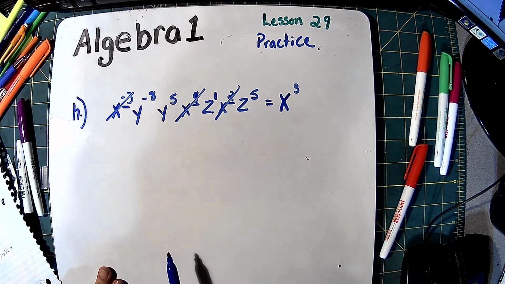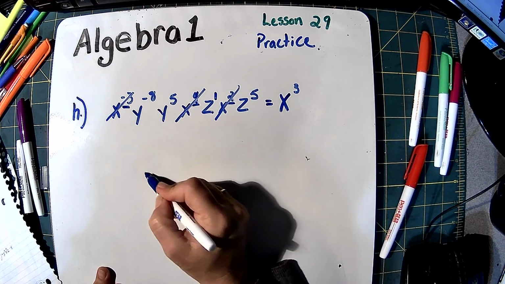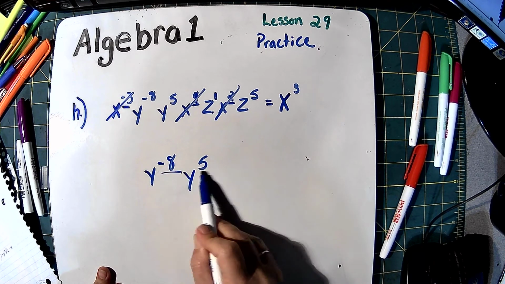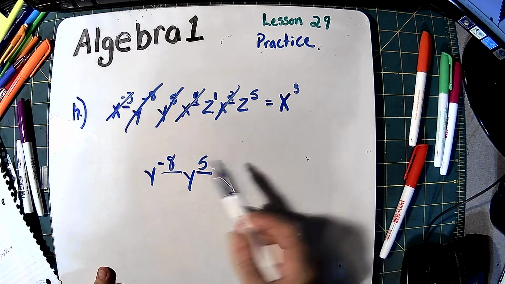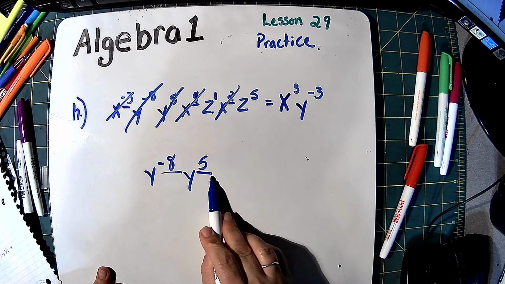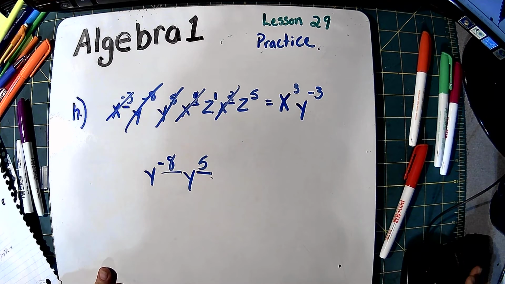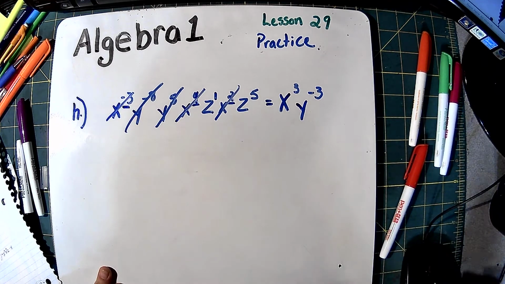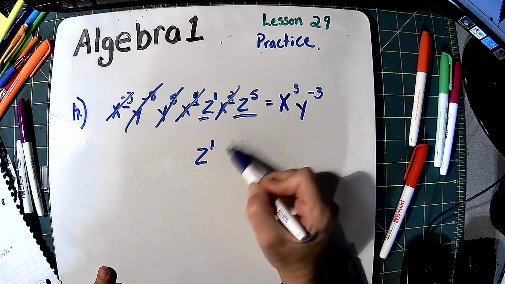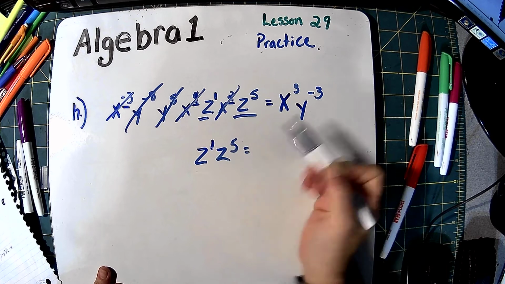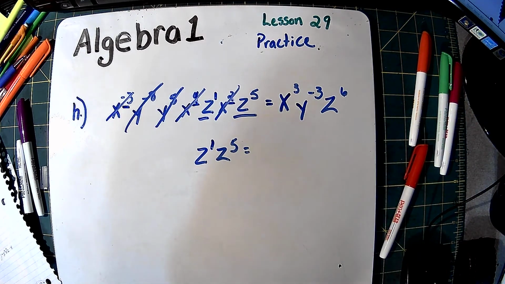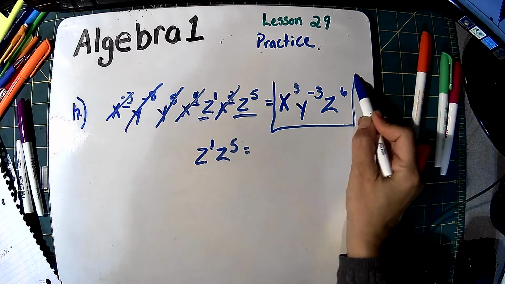I used those. Now I'm going to do my y's. I've got y to the negative 8 and y to the 5th. So I've got negative 8 and 5. And that would be y to the negative 3. I owe $8. I pay back 5 of it. I still owe 3. And then all I have left are these z's. I've got z to the 1 here and z to the 5th. So that's going to equal 1 plus 5 is 6. So I have z to the 6th. So that's the answer for that one.